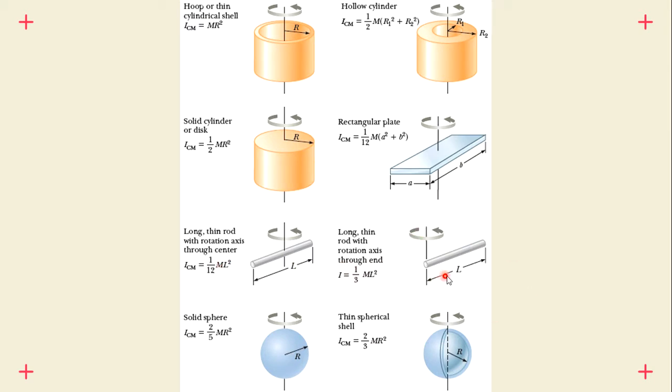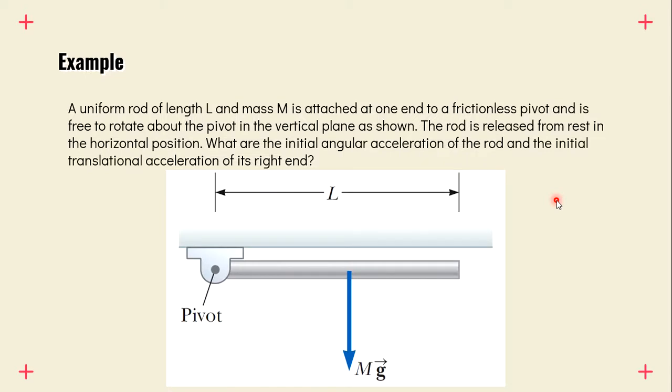This one is actually used very frequently. For example, the moment of inertia of a long thin rod with the rotation axis through the end is I equal to 1/3 ml squared. I hope that you can use this sheet as a reference in the future. So let us have an example.